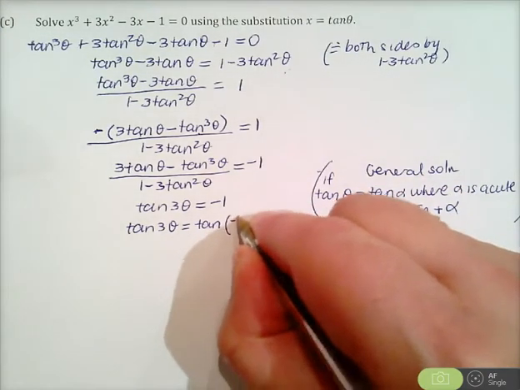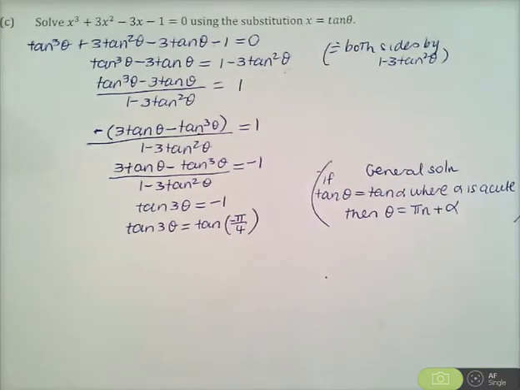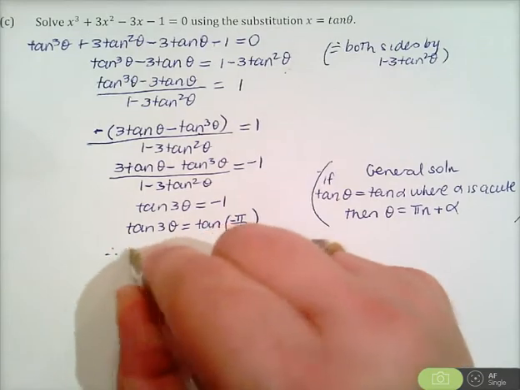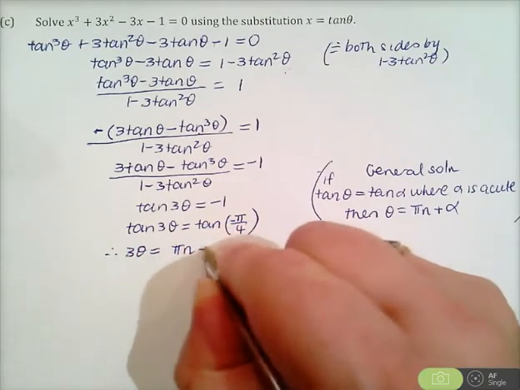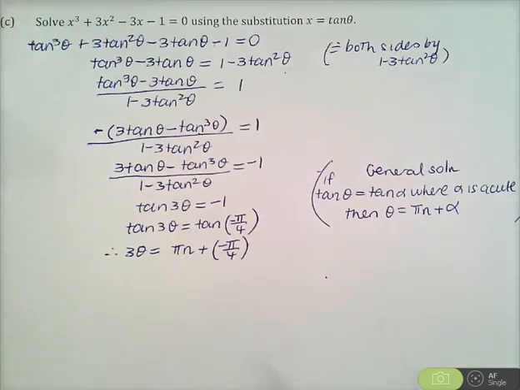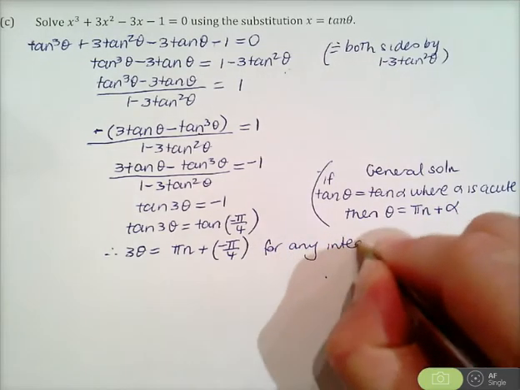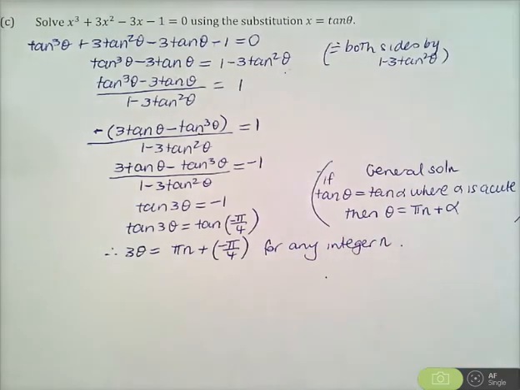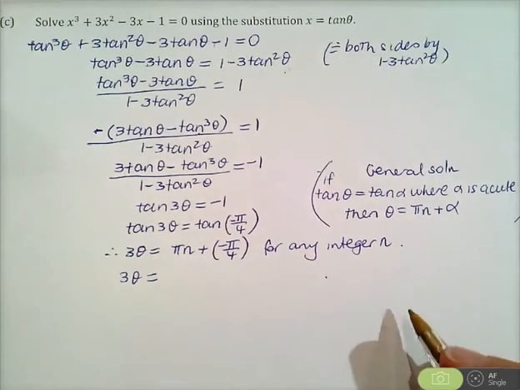45 is pi on 4, so tan minus pi on 4. So now writing out the general solution. So therefore 3 theta is 180n or pi n plus negative pi on 4 plus whatever the alpha is, for any integer n. So therefore 3 theta is equal to the following.